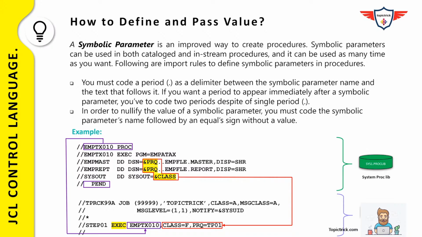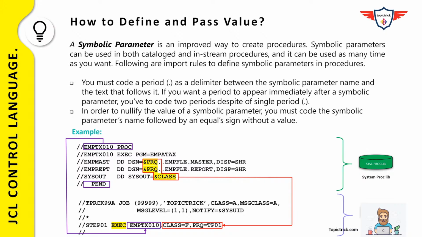If you look at the sample JCL given underneath, there's a STEP01, which is an EXEC statement invoking the catalog procedure EMPTX010. After the name of the catalog procedure, you have a comma followed by the values that I want to pass to these two symbolic parameters. I've passed the value of CLASS as F, and the value of the PRQ symbolic parameter is TP01. If you look at the previous slides, there I used the hard-coded value TP01, but in this case I'm passing the same value with the help of a symbolic parameter.